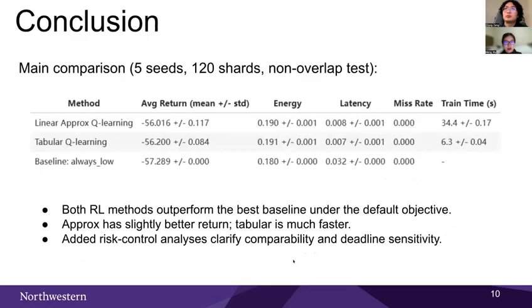To wrap up, both of our RL models outperformed heuristic baselines on real-world data. Linear approx gives a better return, while tabular is much faster to train. In the future, we plan to extend these from single-device control to coordinated multi-device scheduling.